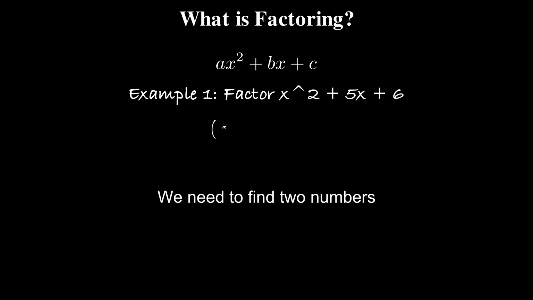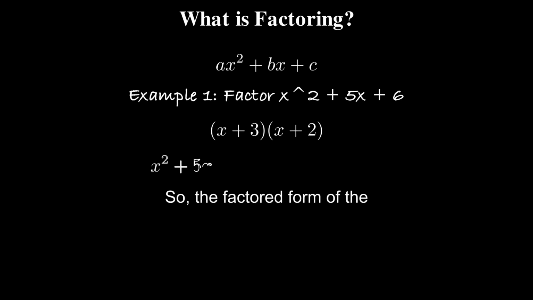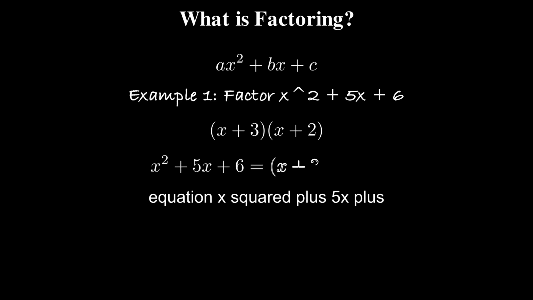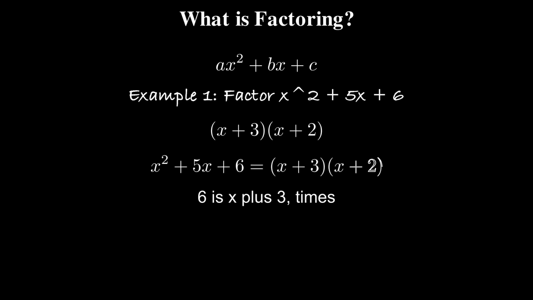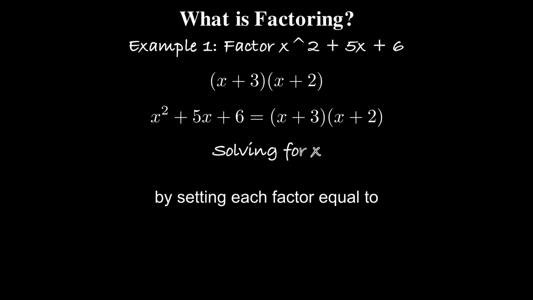We need to find two numbers whose product is 6 and whose sum is 5. These numbers are 2 and 3, so we can write the equation as (x plus 3)(x plus 2). So the factored form of the equation x squared plus 5x plus 6 is (x plus 3)(x plus 2). Now that we have the factored form, we can solve for x by setting each factor equal to 0.